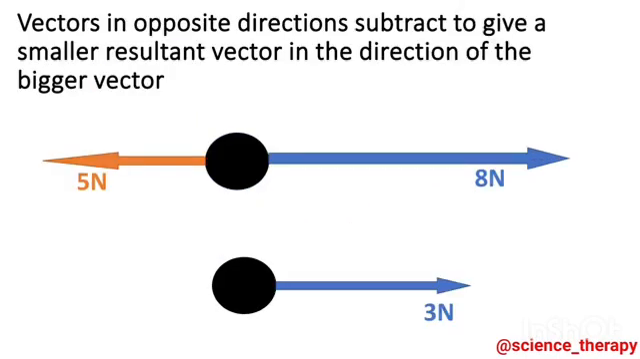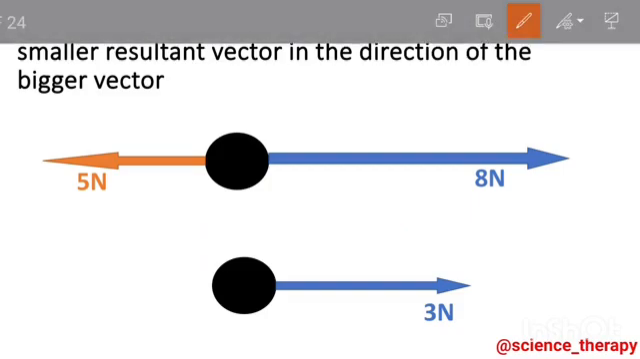Now let's have a look at this one. It says vectors in opposite directions subtract to give a smaller resultant vector in the direction of the bigger vector. So in this case, we can see that we have our 8 Newton to the right and our 5 Newton to the left. That means we have to indicate which one is the positive direction and which one is the negative direction. So we're going to choose right as the positive direction and left as the negative direction.